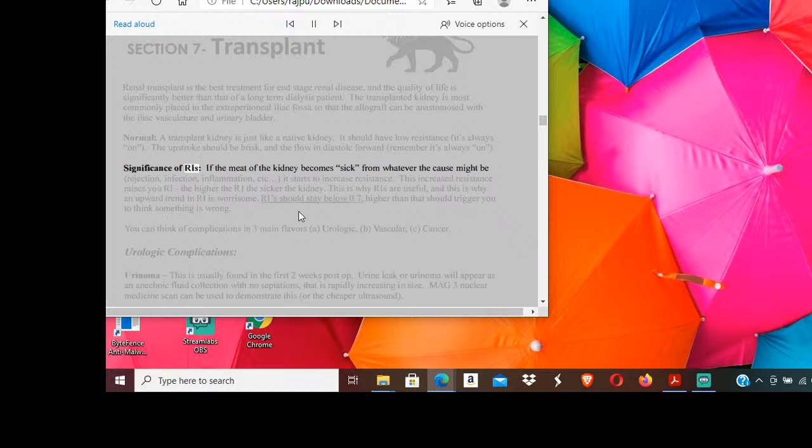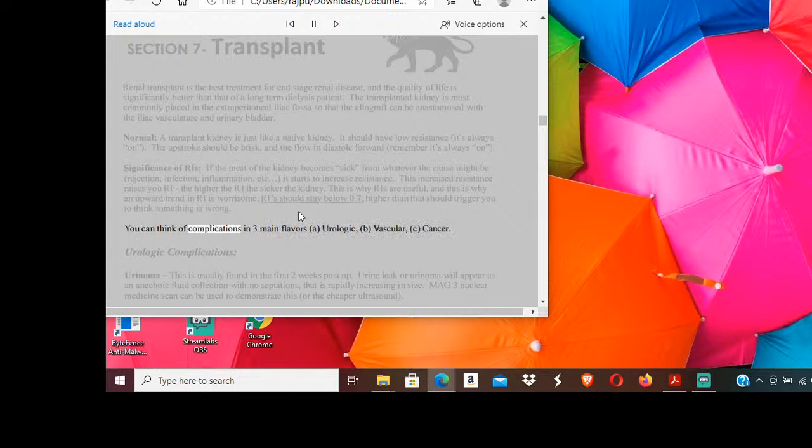Significance of RI. If the meat of the kidney becomes sick from whatever the cause might be, rejection, infection, inflammation, etc., it starts to increase resistance. This increased resistance raises the RI. The higher the RI, the sicker the kidney. This is why RIs are useful, and this is why an upward trend in RI is worrisome. RIs should stay below 0.7. Higher than that should trigger you to think something is wrong.